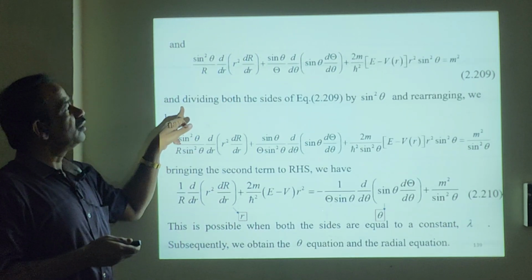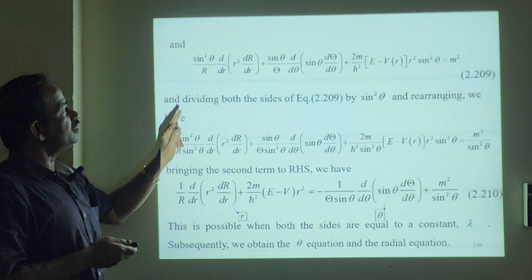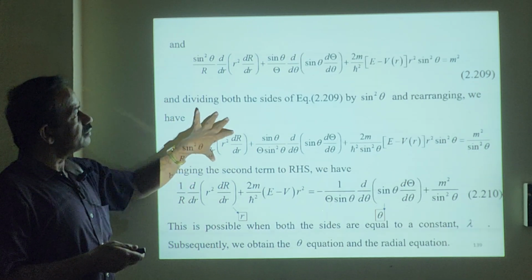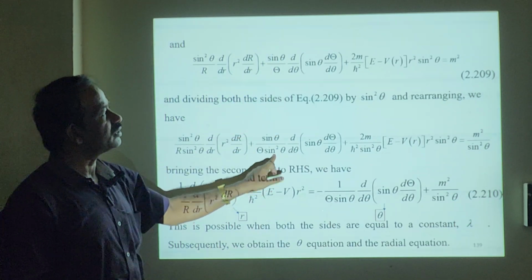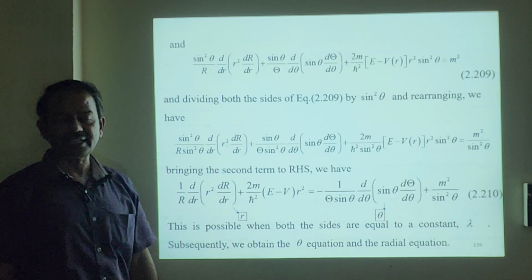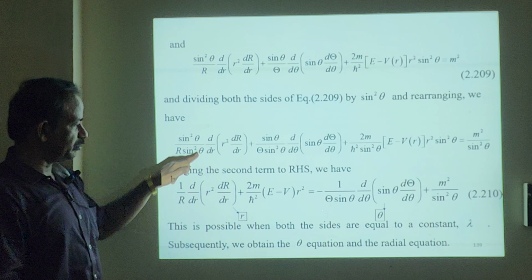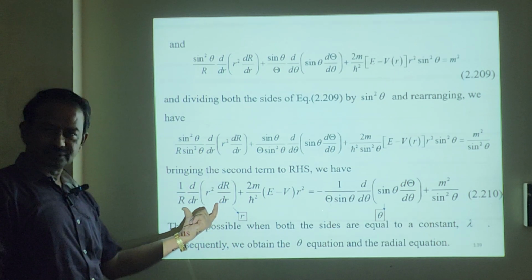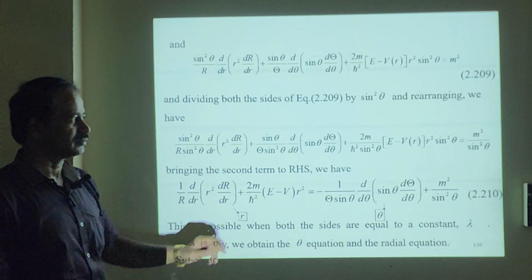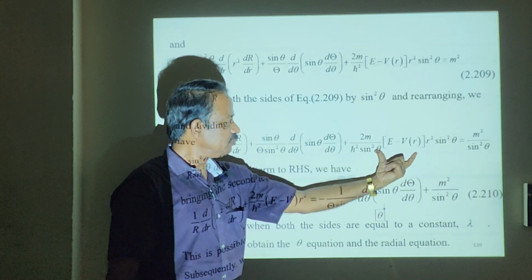Now you just divide both sides by sine squared theta. So this equation becomes like this. You have sine squared theta divided by sine squared theta, the same factor, and the right hand side also becomes m squared divided by sine squared theta. Now this one will get cancelled, and we have 1 by r, d by dr, r squared dR by dr. Look at this one, it depends only on r. So we have used the correct technique. What about the third term? You just strike out sine square theta, it depends again only on r.